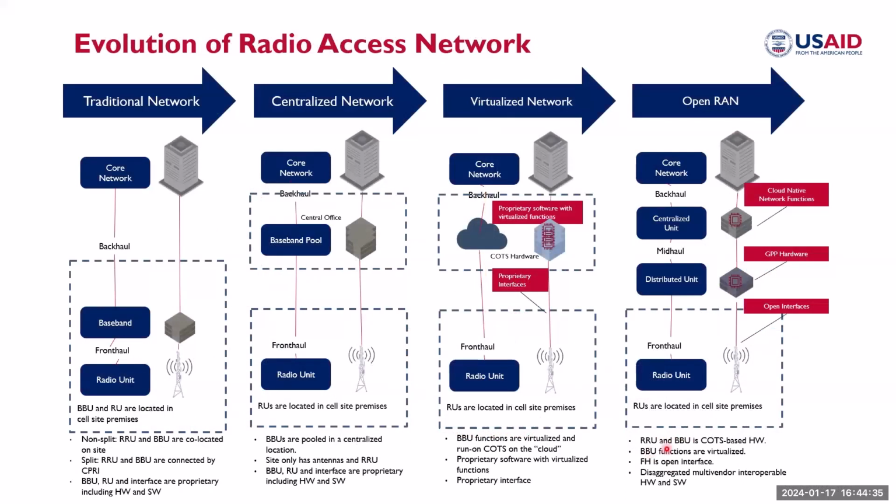So RRU and BBU are COTS-based hardware, so you can have a different brand on the hardware and a different software also. BBU functions are virtualized. Fronthaul is an open interface, like in this diagram. And then disaggregated, multi-vendor, interoperable hardware and software are now being deployed here. So you can see here it's actually the evolution of the radio access network.